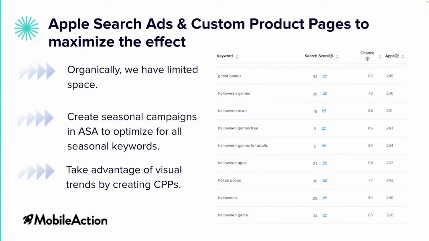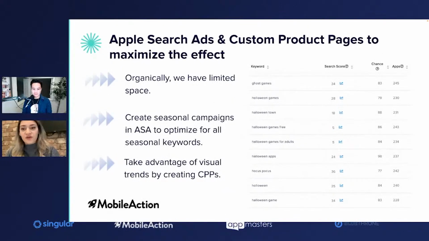You're not going to be able to place all of these in your metadata, obviously, because organically we have very limited space. So what we can do is put these in our Apple Search Ads campaigns so that we can bid on all of them. While we are doing that, we can also create custom product pages for these keywords. These CPPs will be seasonal, so they will reflect the theme of the keyword you are bidding on. This way you're going to be taking advantage of all of the seasonal keywords. But another thing is that you need to do this in advance so that you can actually collect data.